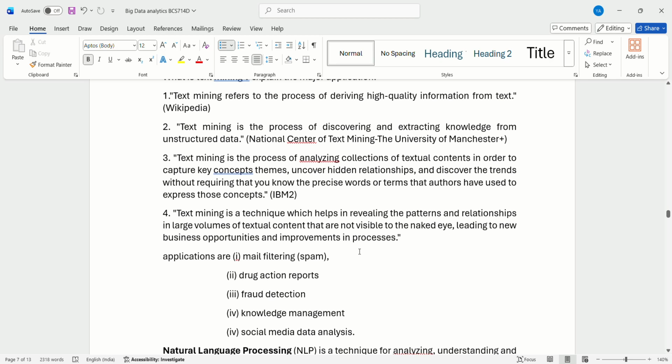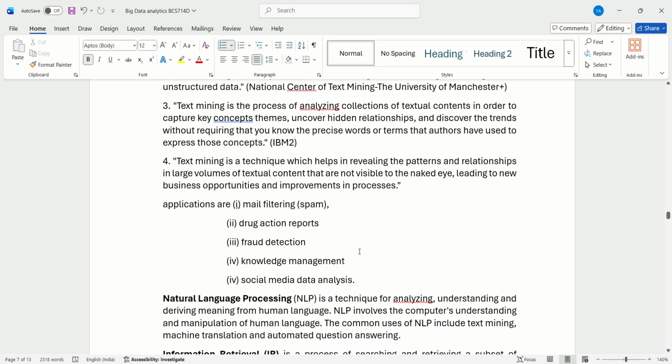Applications: mail filtering, drug action report, fraud detection, knowledge management, and social media data analysis. These four to five are the simple applications. If they ask for the core application, this is the core application.